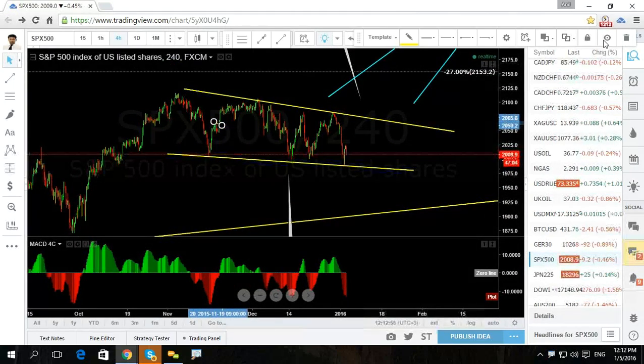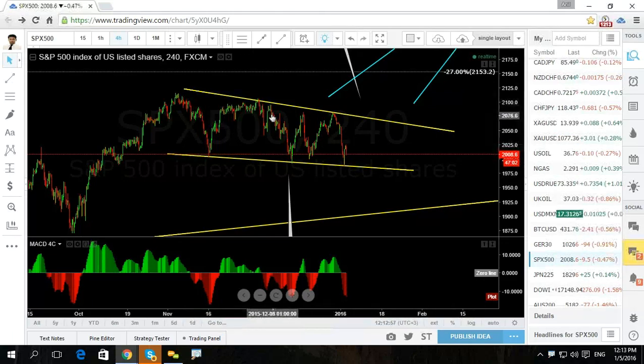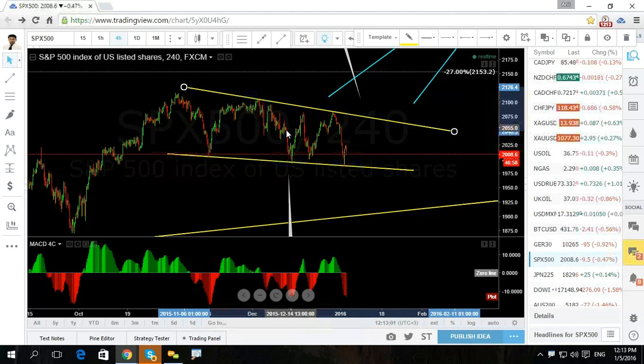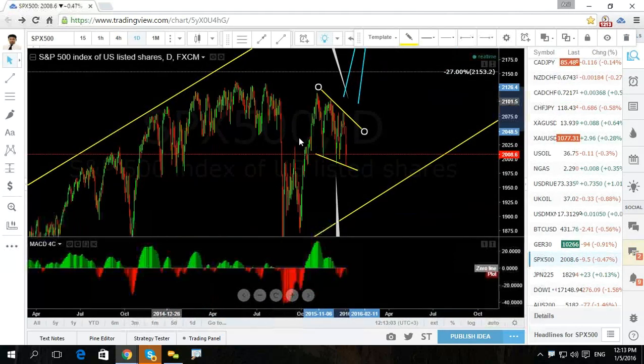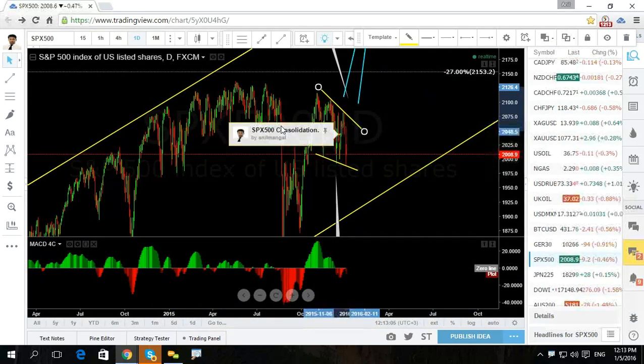I actually posted this chart. Somebody was going crazy about buying or selling, and I said, you got to be careful. Watch the structure. I think I posted it on the daily. Let me see if I can find it. Yeah, it's just in consolidation. This is what I posted.